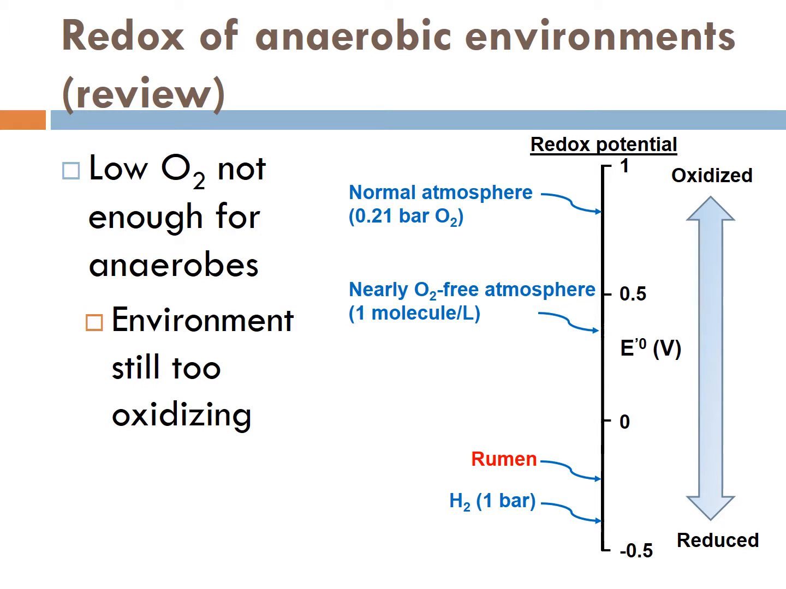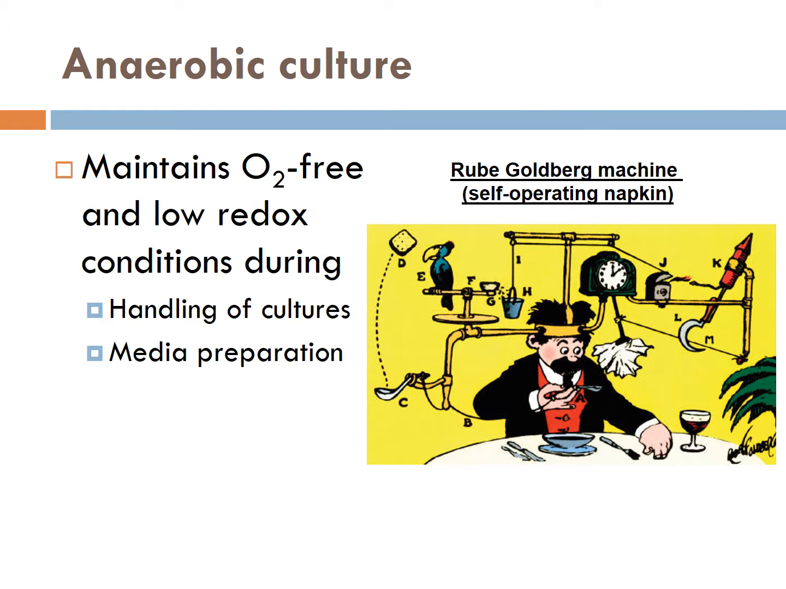The redox potential of the rumen is far lower than media equilibrated with a nearly oxygen-free atmosphere, containing 1 molecule of oxygen per liter. Because of the sensitivity of anaerobes to oxygen and high redox, the goal of anaerobic culture is to maintain oxygen-free and low redox conditions. We have to maintain these during handling of cultures and media preparation.